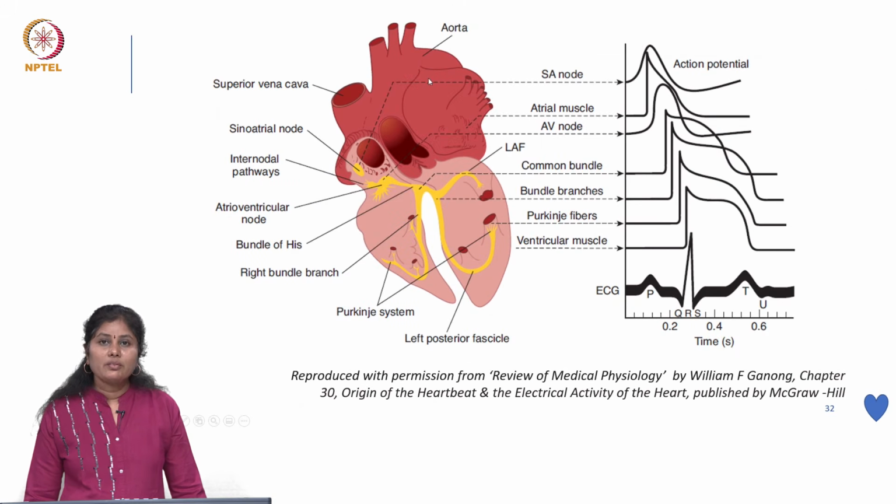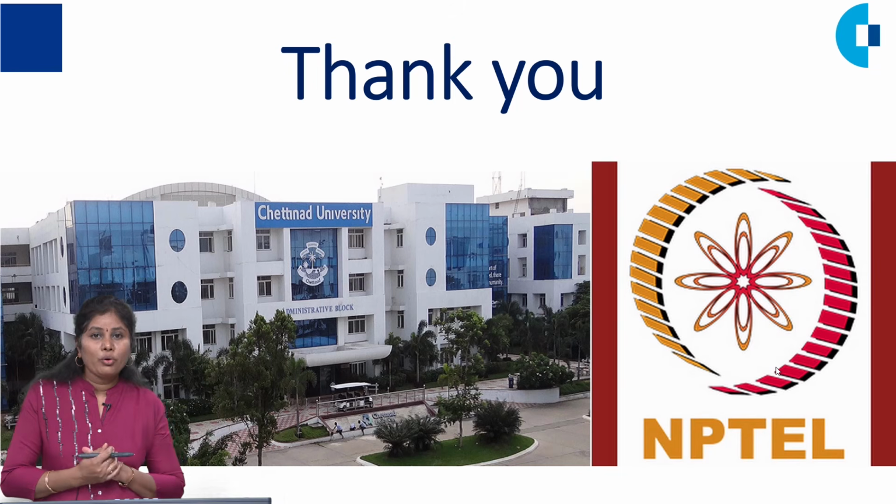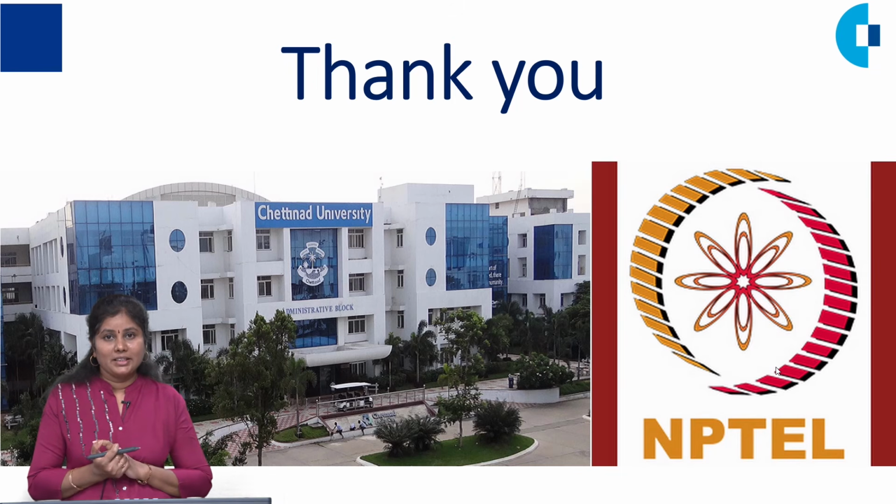This is a picture finally showing the electrical activity, that is depolarization and repolarization pattern in different parts of the conducting system, right from the SA node till the ventricular muscle, and the sum of all these electrical activity in terms of action potential is recorded as different waveforms of ECG. So we will be discussing a lot more about ECG in the further lectures.